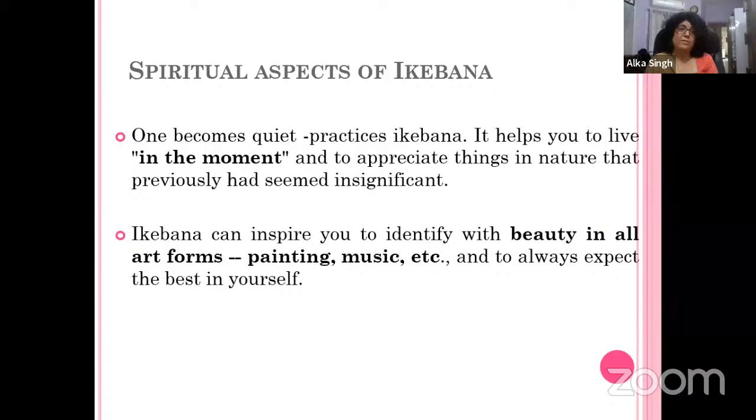So that is why I said it connects you deep inside at a spiritual level as well. It brings you into the moment. And this you won't realize until you do it. When you do it, you will come into that moment. You will be in the moment.